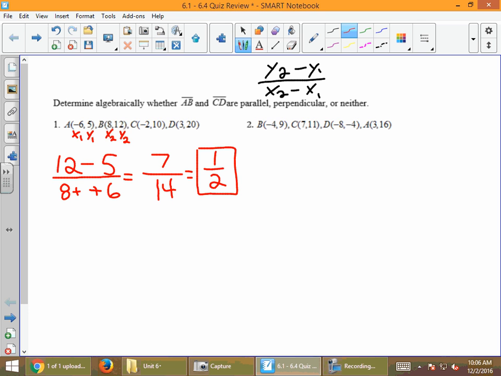What would it look like if it was perpendicular? 2 over 1, I agree, but something else? Negative. The signs have to change. One has to be positive, one has to be negative. So for perpendicular, we look at a negative 2 over 1, or just negative 2. And then neither, it wouldn't fit any of those categories. They're not exactly the same, something else other than that.